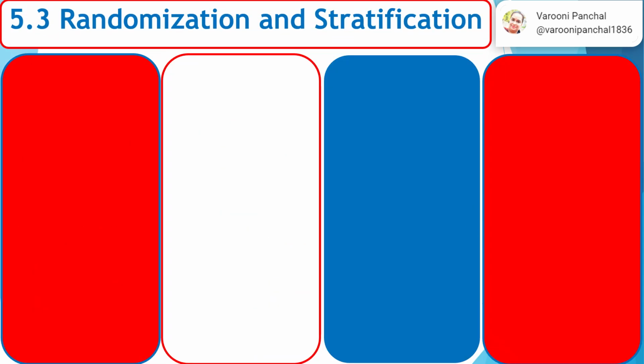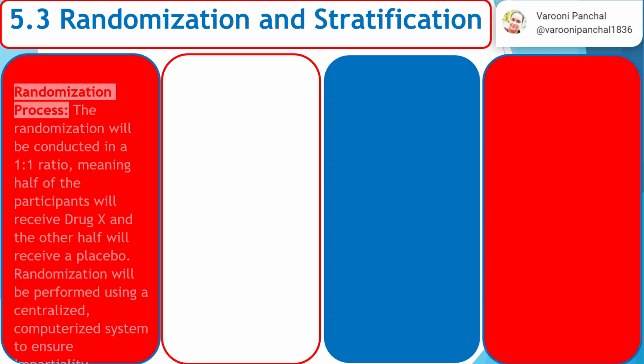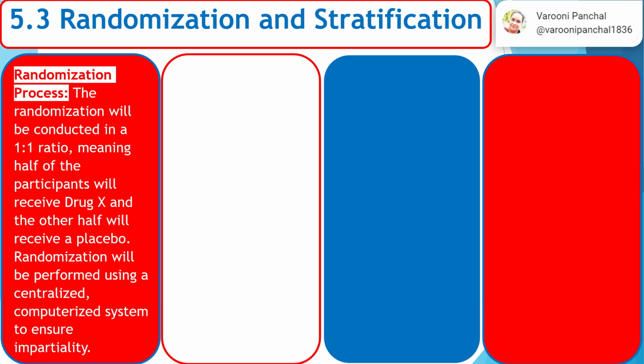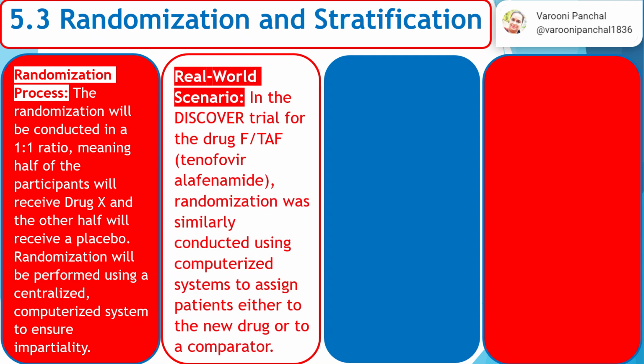5.3. Randomization and stratification. Randomization process. The randomization will be conducted in a 1-to-1 ratio, meaning half of the participants will receive drug X and the other half will receive a placebo. Randomization will be performed using a centralized, computerized system to ensure impartiality. Real-world scenario. In the DISCOVER trial for the drug FTAF, tenofovir alafenamide, randomization was similarly conducted using computerized systems to assign patients either to the new drug or to a comparator.